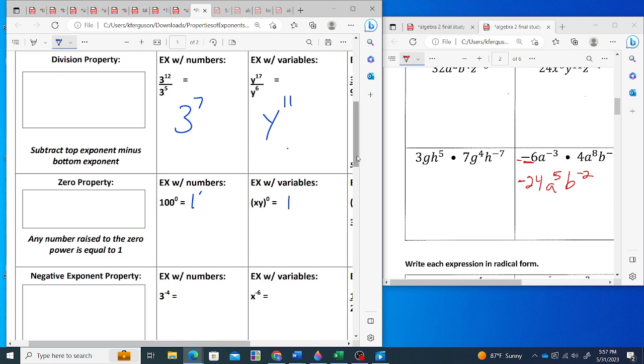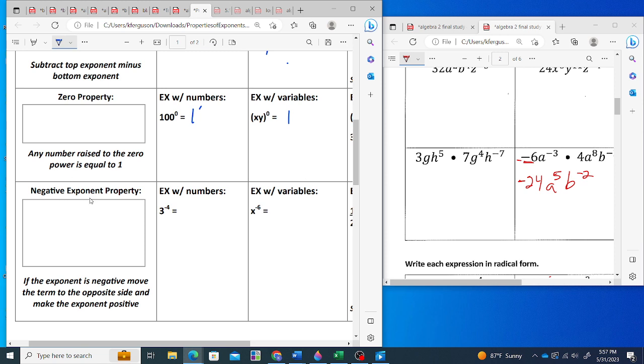All right. So next, let's talk about the negative exponent property. The negative exponent property, what does that mean? Well, if I have 3 to the negative 4, if the exponent is negative, move the term to the opposite side and make the exponent positive. Opposite side, that's probably a weird way to say it. I'd say we take the reciprocal. So if 3 is a whole number, I'm going to make it 1 over 3. And now the negative disappears and I just got to the fourth power. Right here, x to the negative 6, I'm going to make it 1 over x, and now it's just 1 over x to the 6th power.